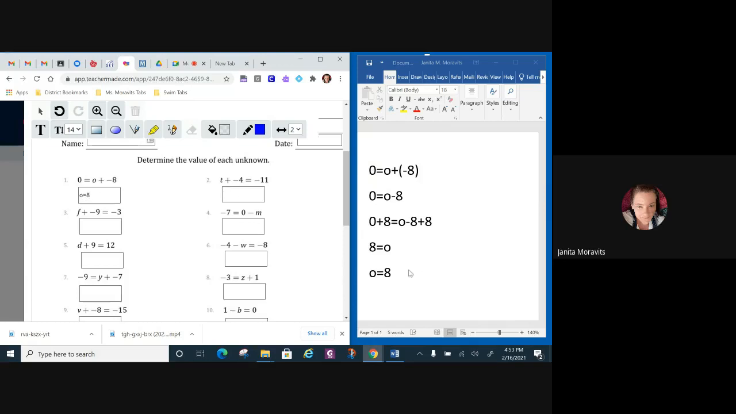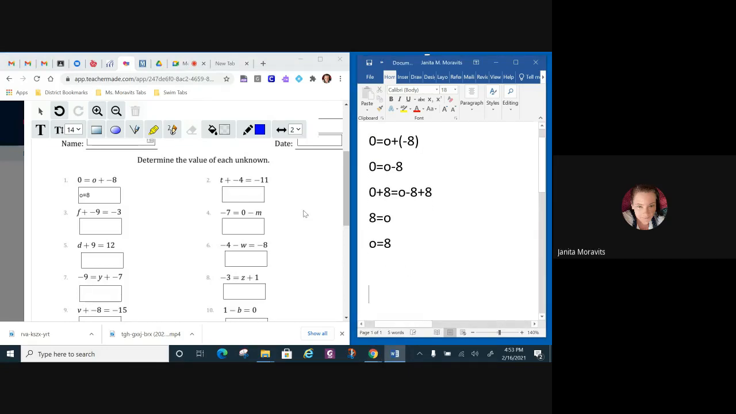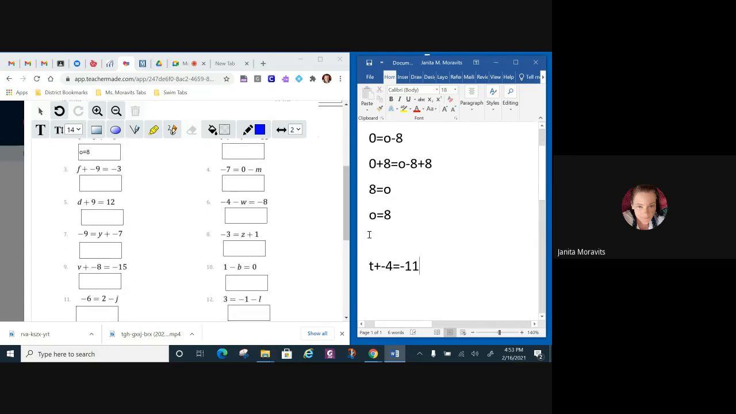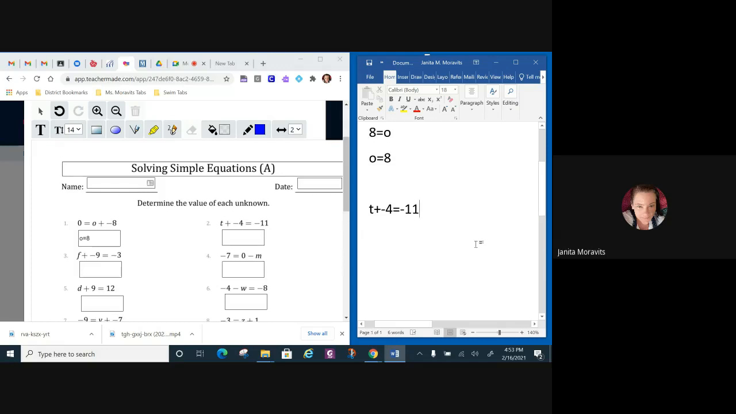All right, so let's look at number 2. We have t plus a negative 4, t plus minus 4 equals negative 11. All right, well, let's rewrite that so it's not confusing to us. T minus 4, remember, we don't need that right there, equals negative 11. All right, we want to get that t all by itself. So we have a t minus 4 over here. So in order to get rid of that minus 4, we have to plus 4. So t minus 4 plus 4 equals negative 11.